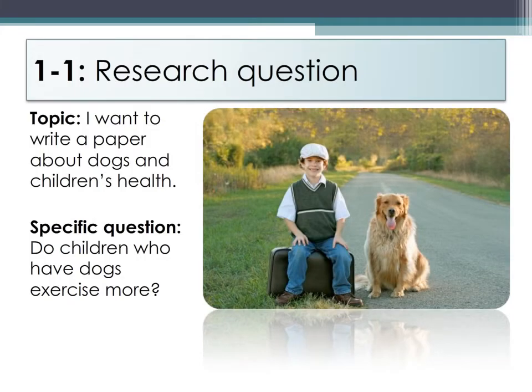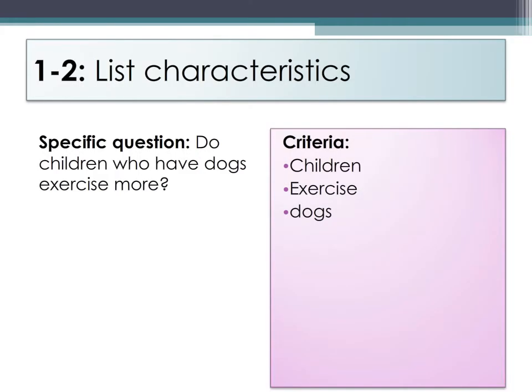The first step is thinking about your topic idea and specifying your question. For example, you may want to write a paper about pet ownership and its effect on children's health. A more specific question would be, do children who have dogs exercise more? Now that you have your specific question, list the characteristics of articles that will help you to answer your question. In this case, children, exercise, and dogs are the main concepts we are looking for.